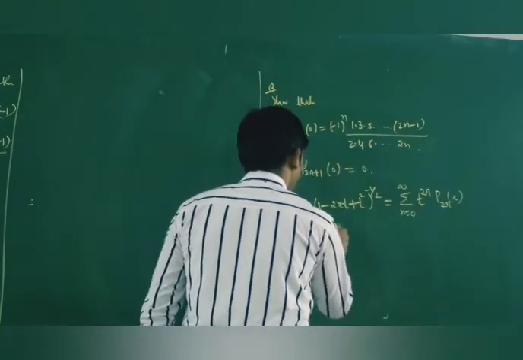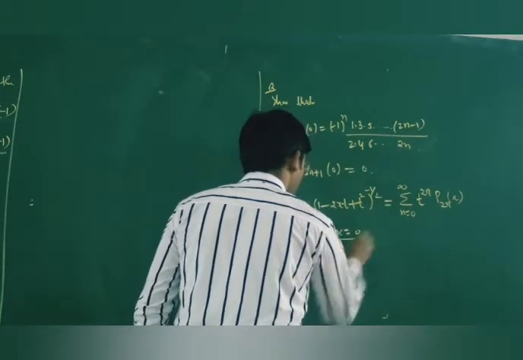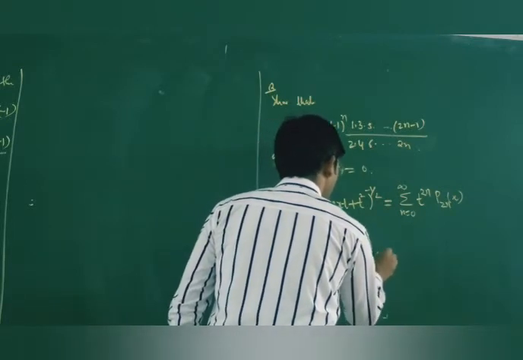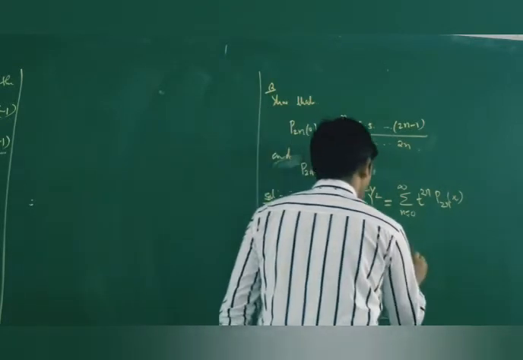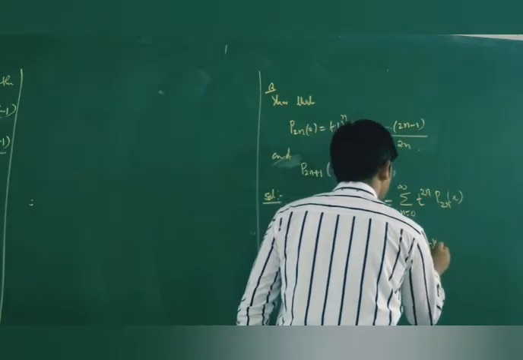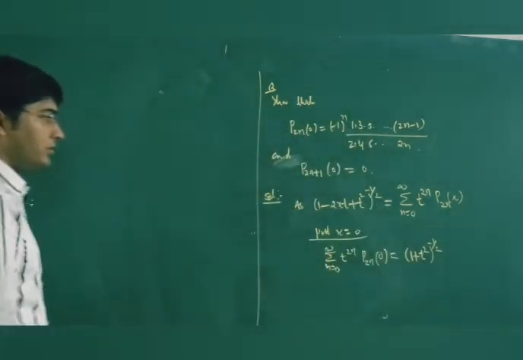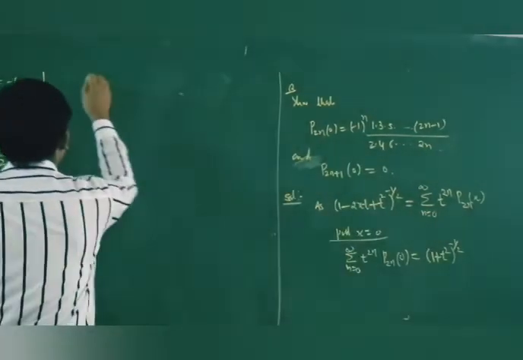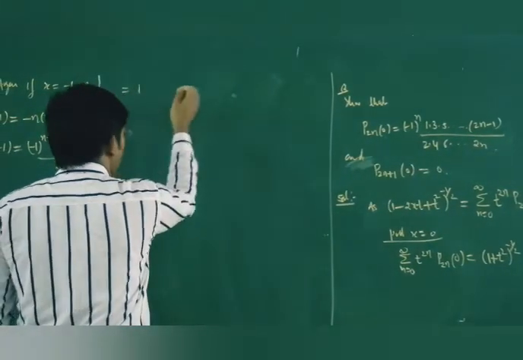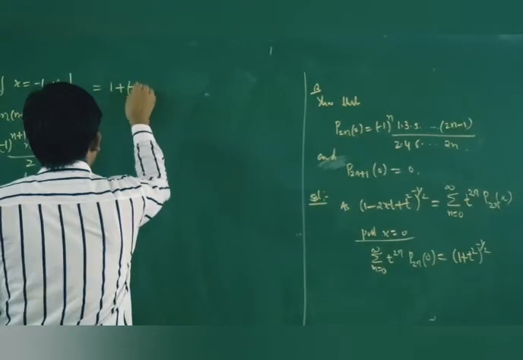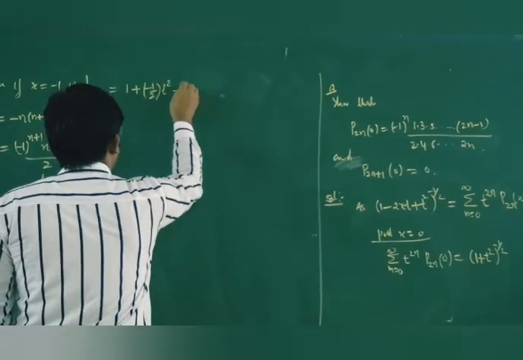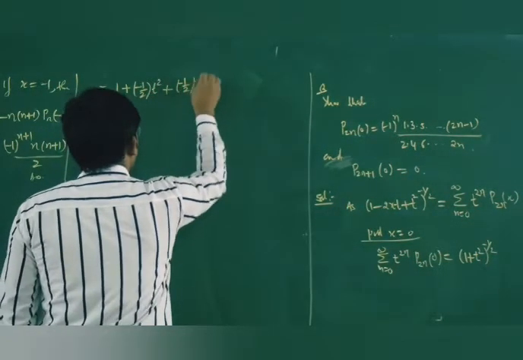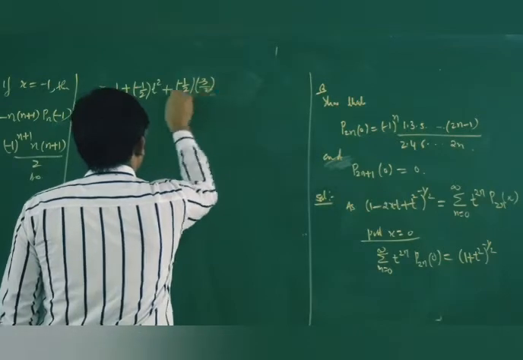So put x equal to 0. In the right hand side we will have the sum n equal to 0 to infinity of t power 2n P2n(0), and the left hand side will become (1 plus t square) to the power minus half. Now we can have the binomial series for (1 plus x) power n. So this is equal to 1 plus nx. So we will have 1 plus n, that means minus half, into t square. Then we will have n into (n minus 1) upon factorial 2, so minus half into minus 3 by 2 upon factorial 2.